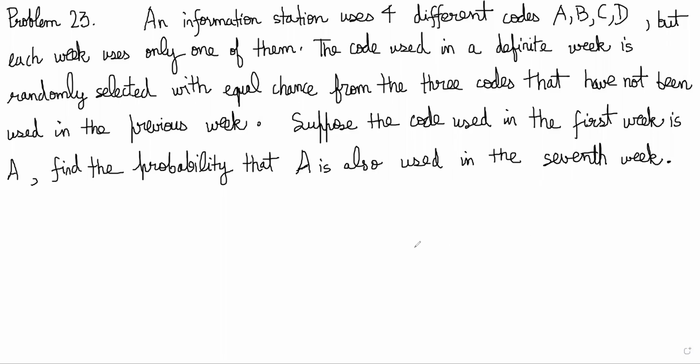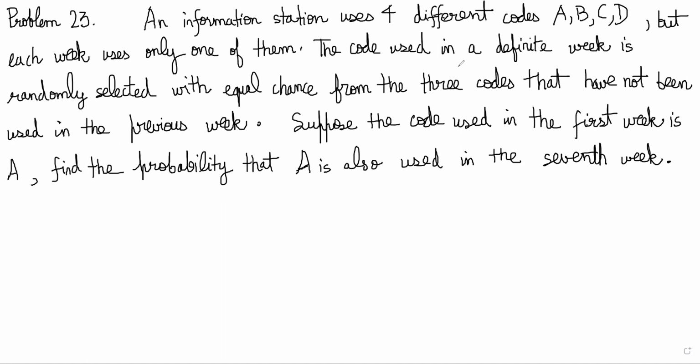Hi. So in this problem, we are going to talk about a probability question. Let's understand the question first. There is an information station that uses four different codes, A, B, C, D, but each week will use only a single code. And how do we select the codes?